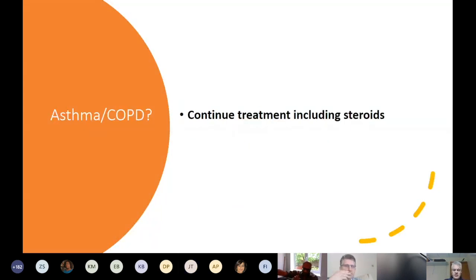In terms of asthma and COPD, I would suggest continuing treatment with steroids. I wouldn't stop the treatment, because, as you've already heard from Professor Baker about withdrawing drugs, it can cause problems. Withdrawing inhaled steroids from asthmatics and COPD patients will probably cause them to exacerbate, and then they may end up in hospital and catch COVID that way, or hopefully not, but possibly. So I wouldn't advise stopping steroids at the moment.